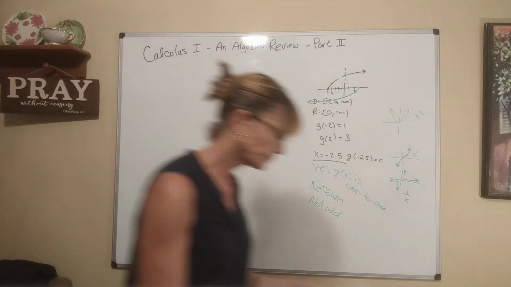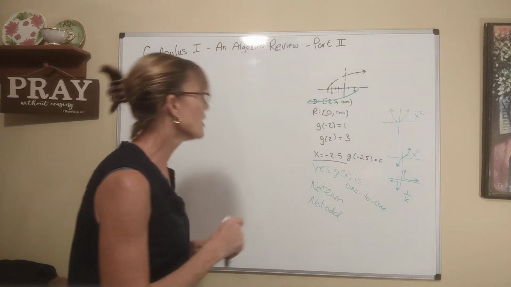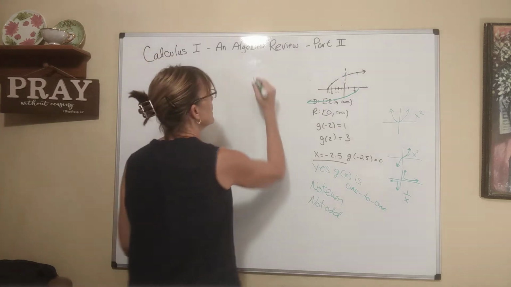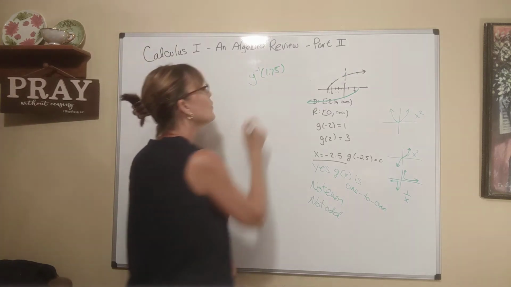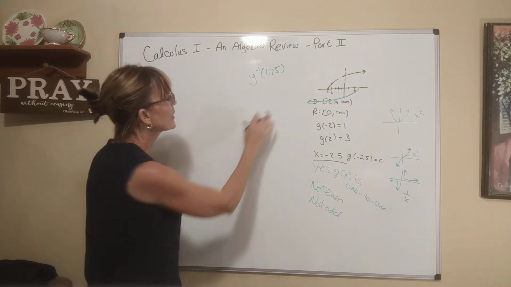F, estimate the value of G inverse of 1.75. G inverse of 1.75. Okay, what we are asked to do here, how can we figure that out?